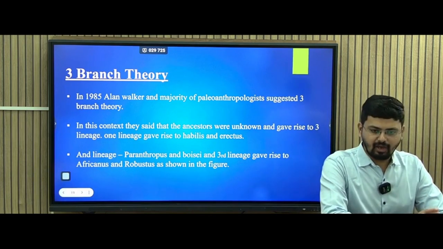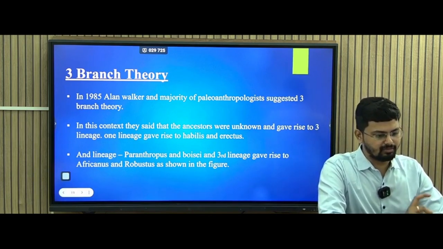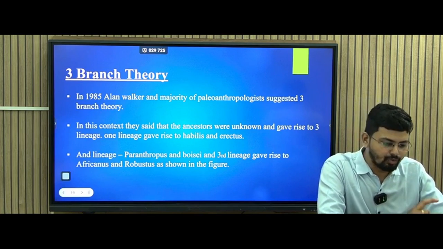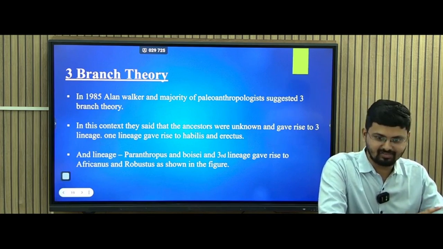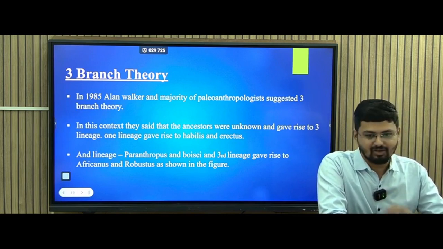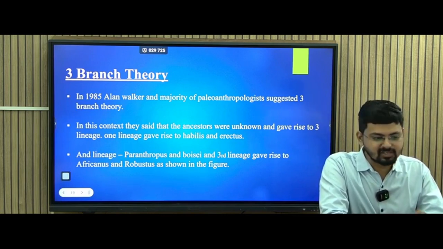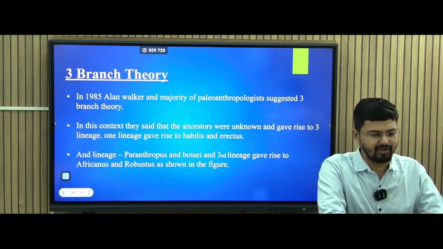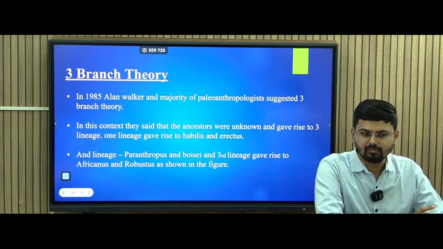Generally, I've seen many students read one theory and think that it's right, and they try to counter other views by using this theory. You should not use it as something standard because they have just given their opinion from their findings. Okay.